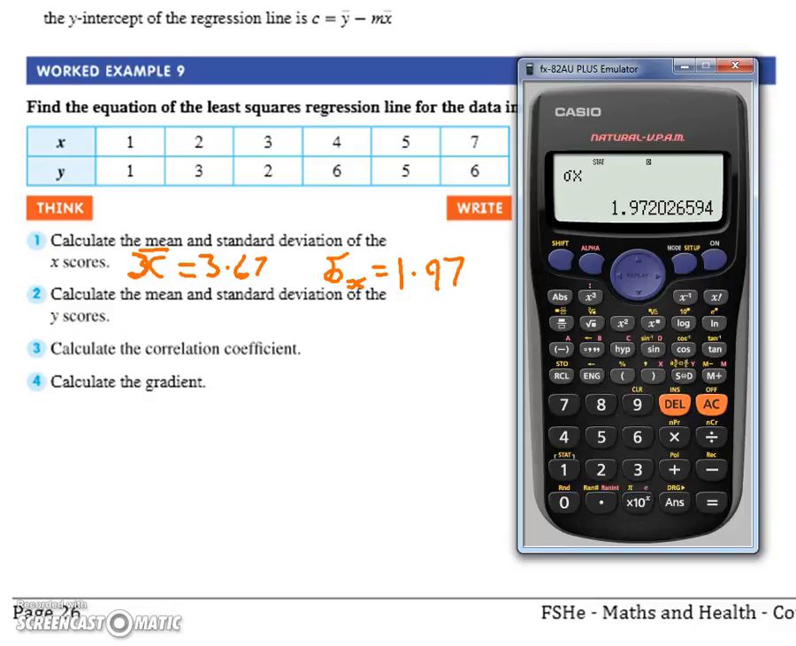All right, we've now got to do the mean and the standard deviation of Y. Do them the same way, but just choose the Y ones instead of the X ones this time. So shift 1, go into variables. Bring up the mean of Y.